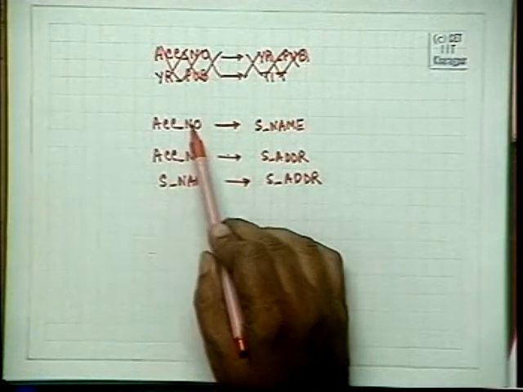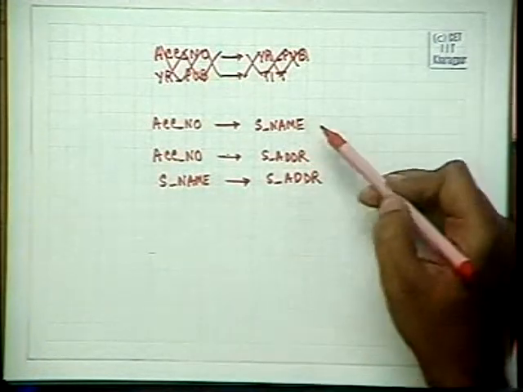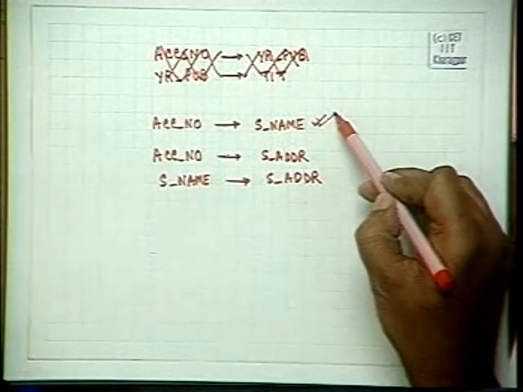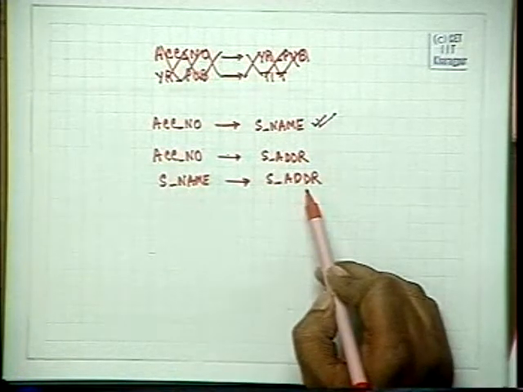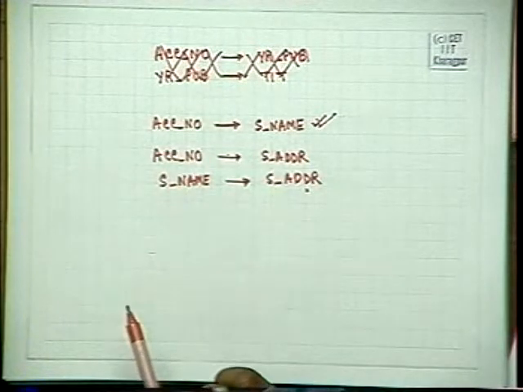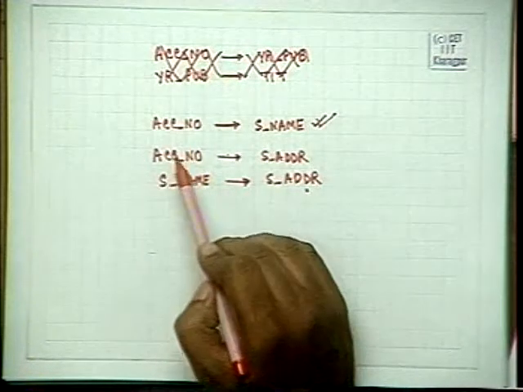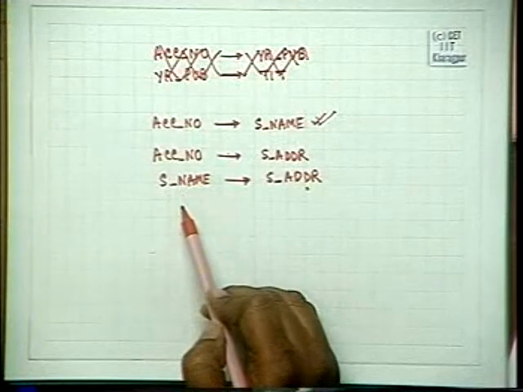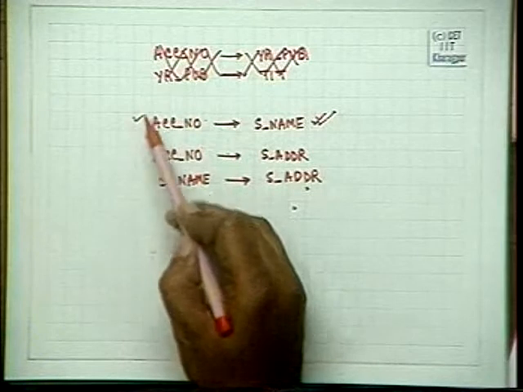Now here individually there is no redundancy, but we can see that from supplier name gives supplier, accession number gives supplier name, and supplier name gives supplier address. This will logically mean that accession number gives supplier's address, because if in any place we have two tuples which have the same accession number, they must have the same supplier name, and if they have the same supplier name, they must have the same supplier address.